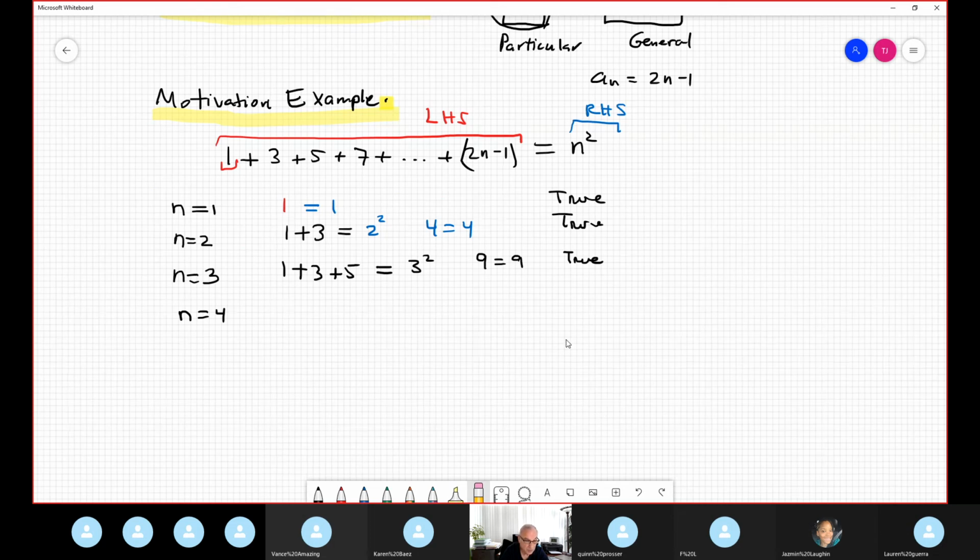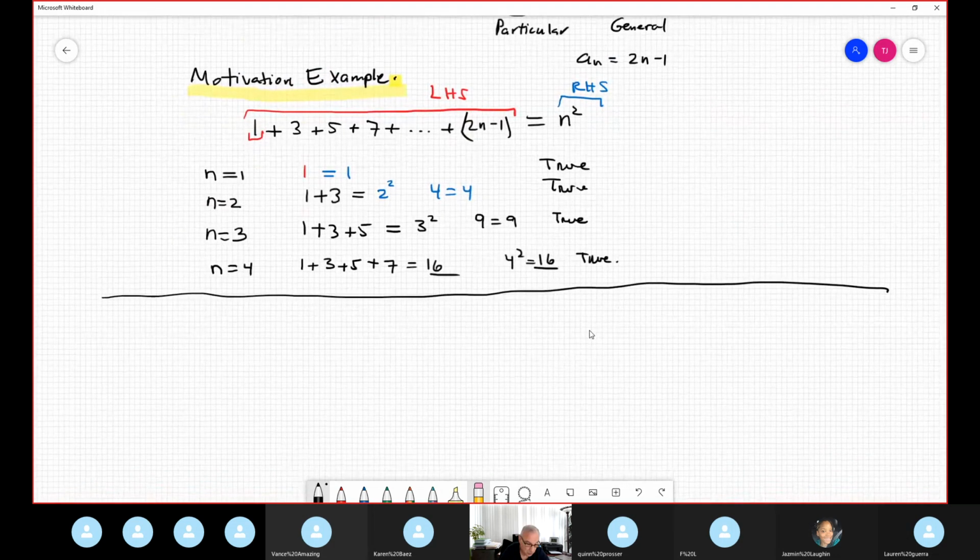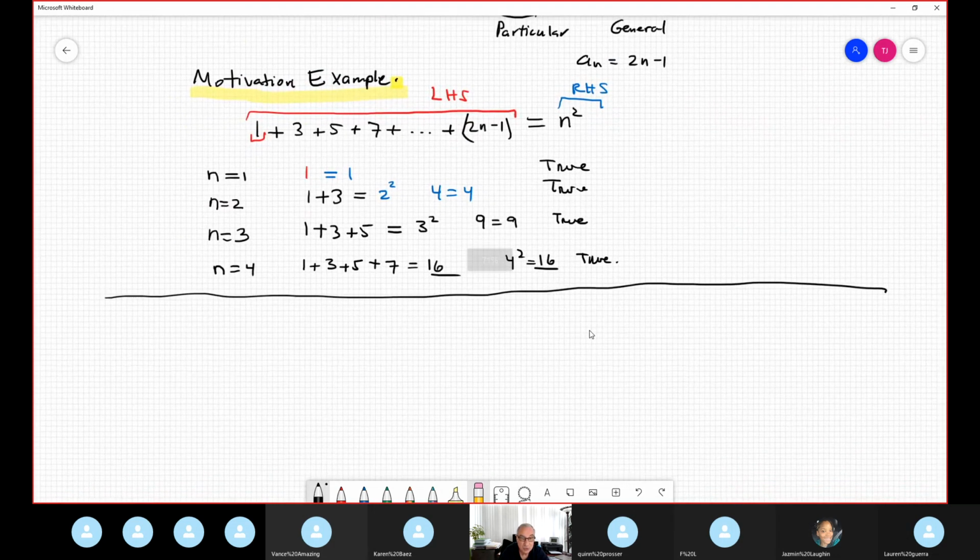Okay, let me continue. For 4, it's 1 plus 3 plus 5 plus 7, no? It's 16. On the right-hand side, we have 4 squared, 16. Wow, 16 equals 16 is true. So I believe that it is true, and I proved it. But no. So to do this strictly, we use mathematical induction.